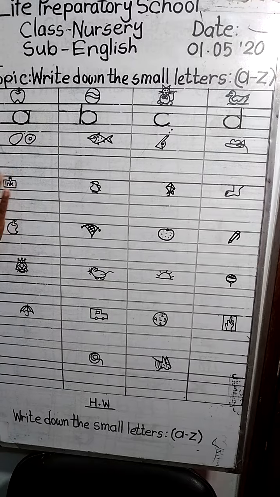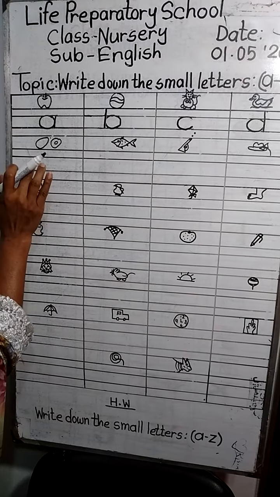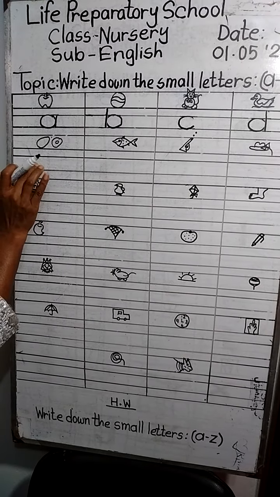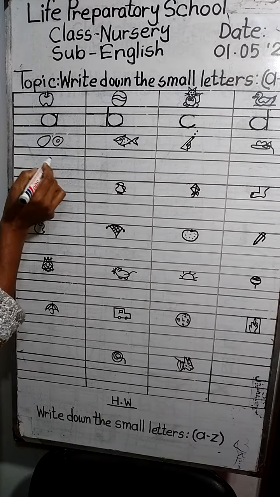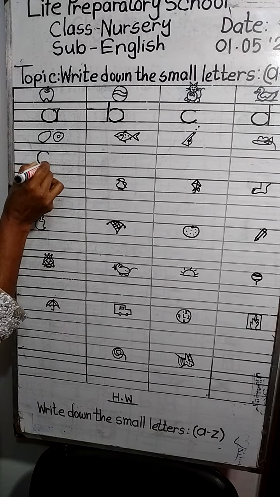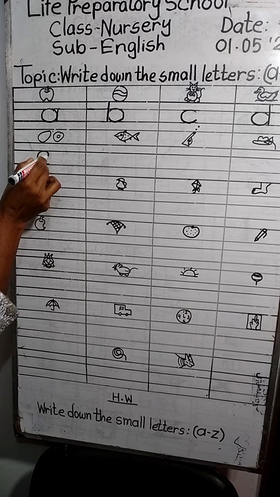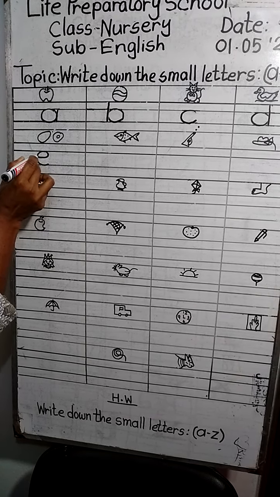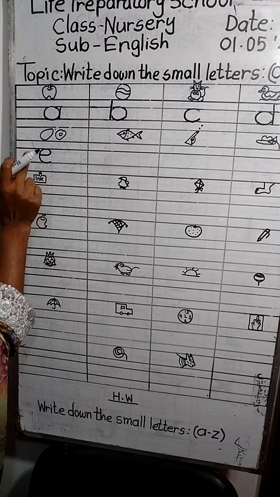D, after that small letter E. Small letter E will always be in the middle row. At first, I will draw a circle in the middle row. Then I will draw its head and touch here. This is small letter E.